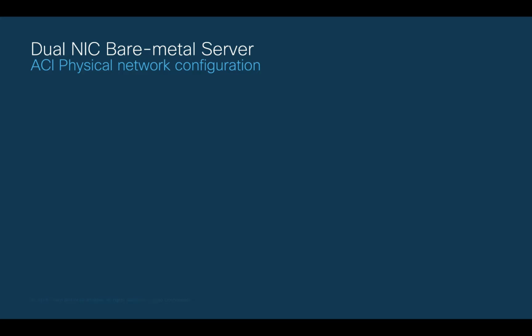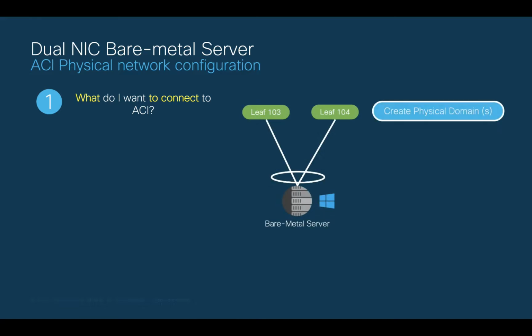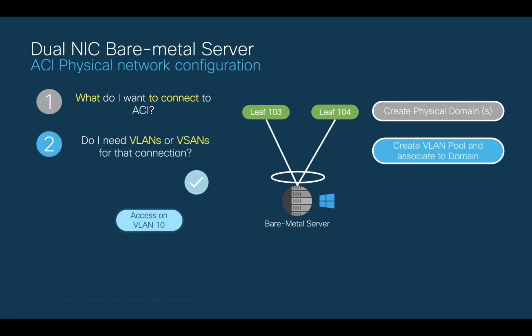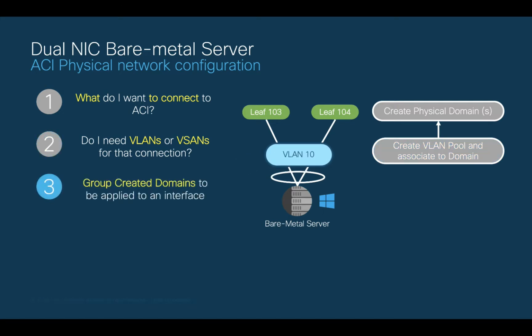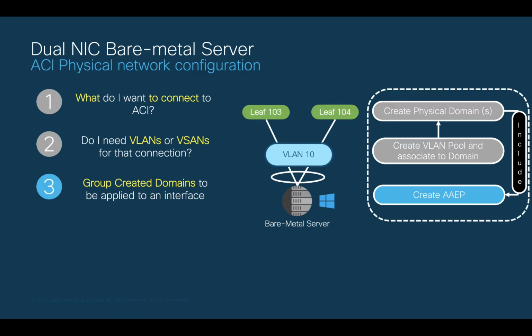We will go back to our golden questions to do so. The first question is, what do I want to connect to ACI? And the answer is, I want to connect the bare metal server. Therefore, I need to create a physical domain. The second question is, do I need VLANs or vSANs? And the answer is yes. I need to let VLAN 10 run on this link. So I create a static VLAN pool with VLAN 10 included. The third step is to group the created domain and its VLAN pool by creating an AEP. Let's review how to create these three steps now on the GUI.